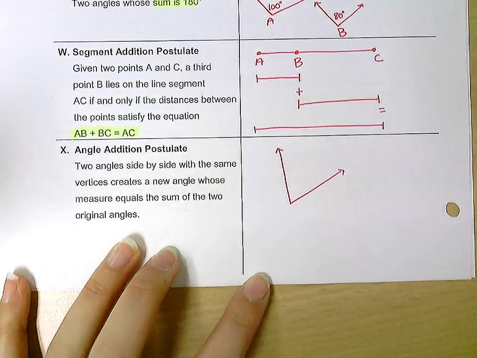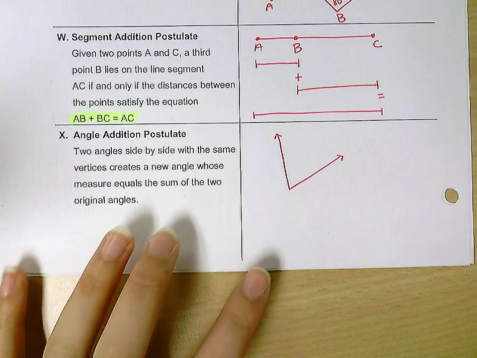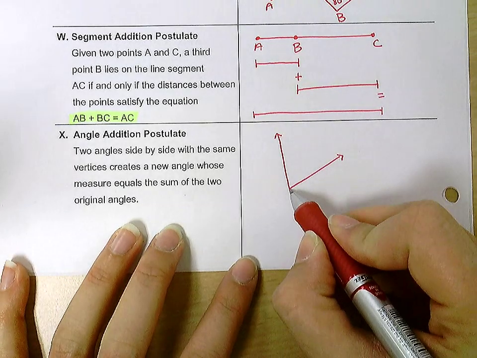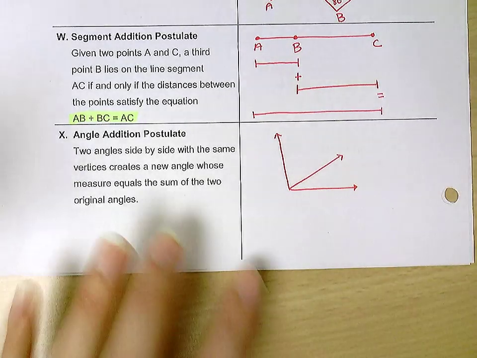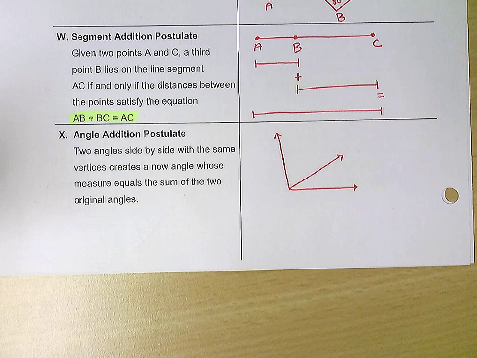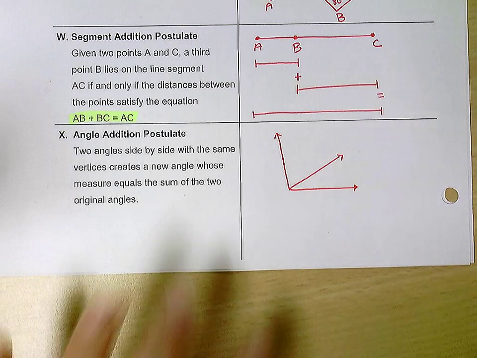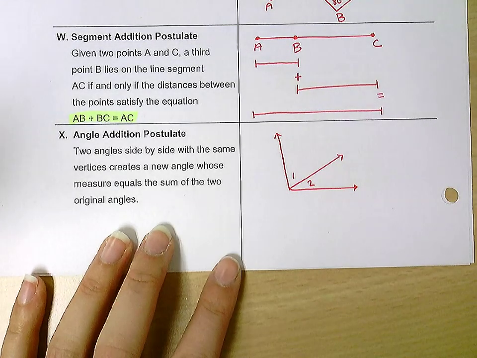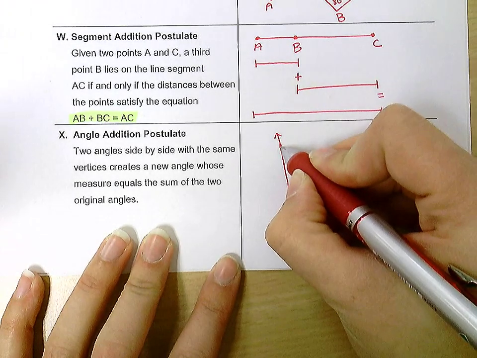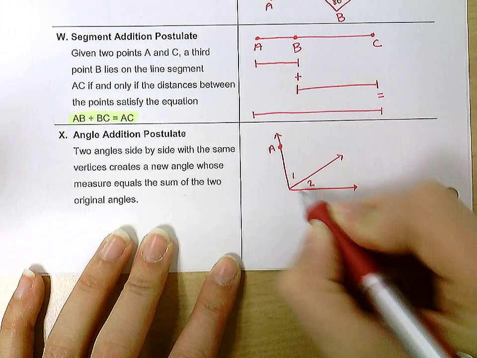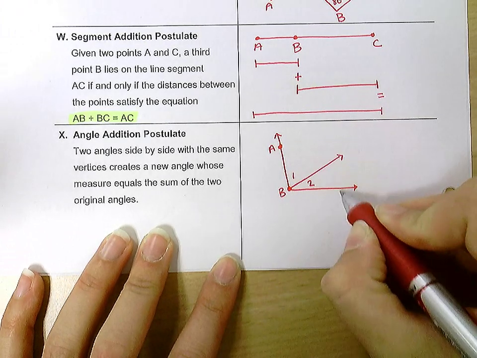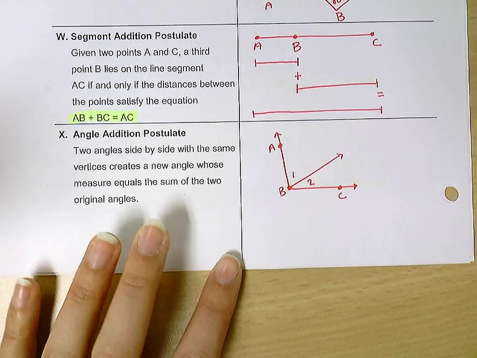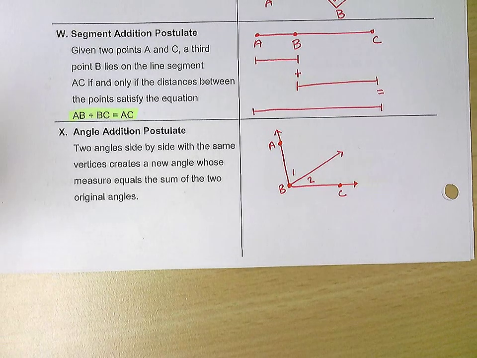Okay, so if I have an angle here, and I'll just draw in an extra ray, so we have two angles that are adjacent, right? And I'm going to label my two angles 1 and 2. This time I'm also going to add points here. So I have point A, B, and C.